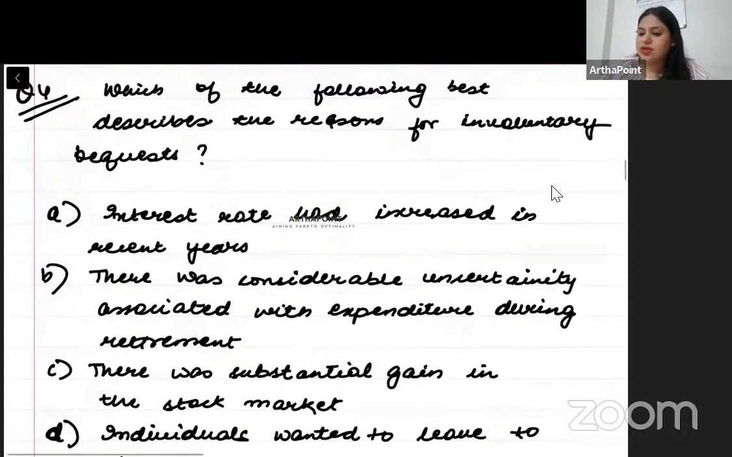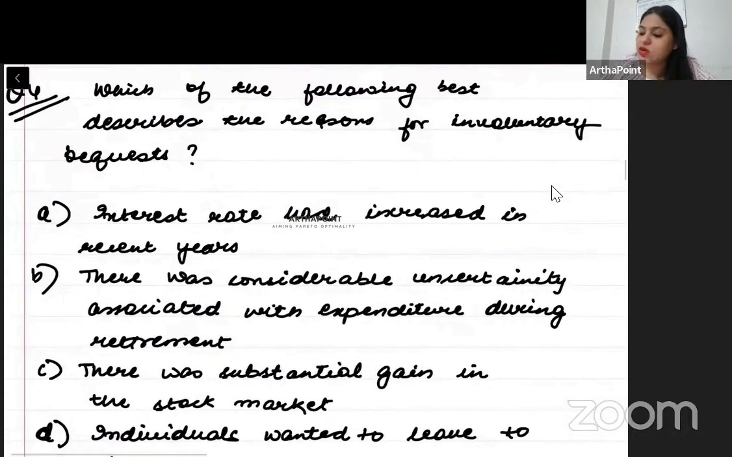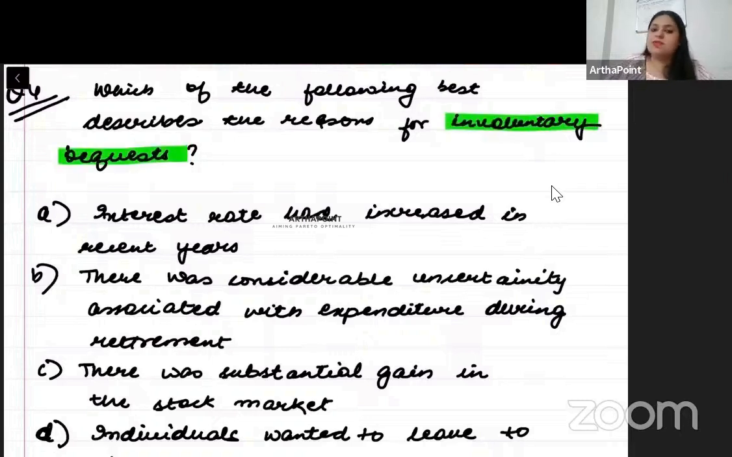Now let's come to the next question. It says, which of the following best describes the reason for involuntary bequests? Please understand this. See, bequest is usually what you leave for your future generation. Like if my grandfather leaves something for me, it's a bequest.